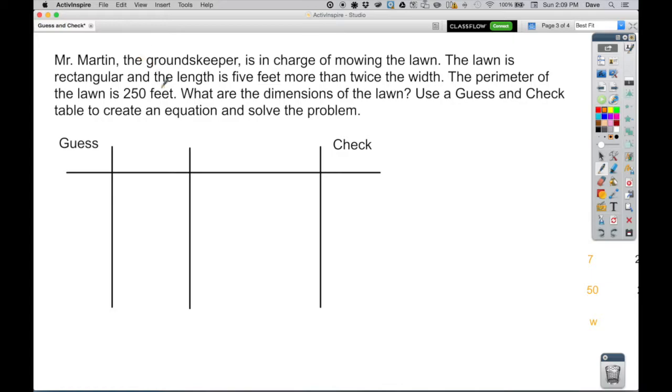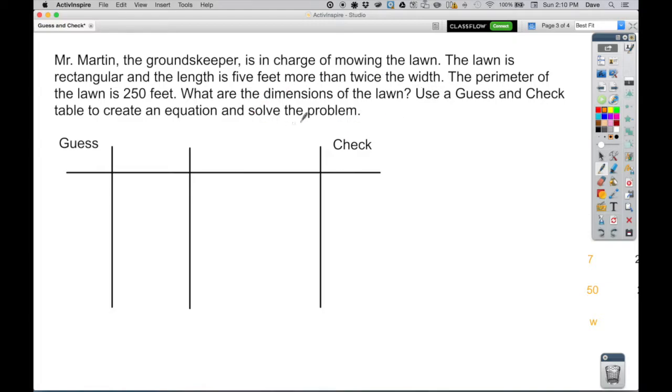Mr. Martin, the groundskeeper, is in charge of mowing the lawn. The lawn is rectangular and the length is 5 feet more than twice the width. The perimeter of the lawn is 250 feet. What are the dimensions of the lawn? Use a guess and check table to create an equation and solve the problem.